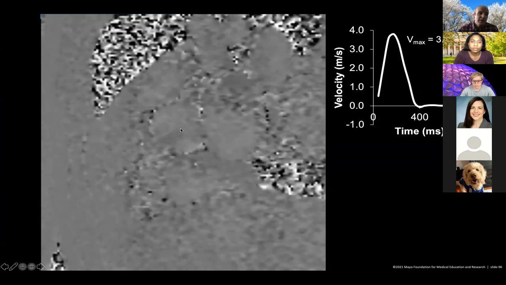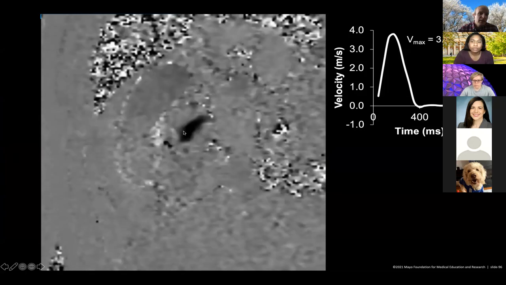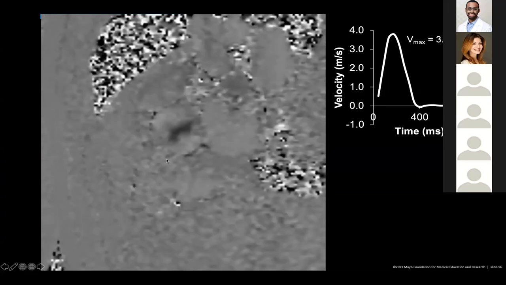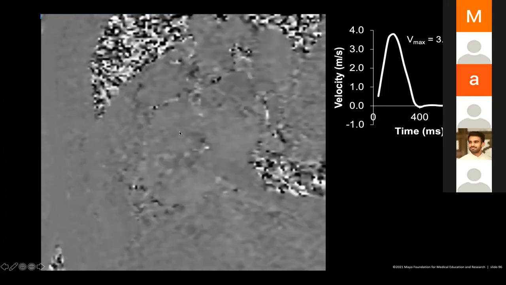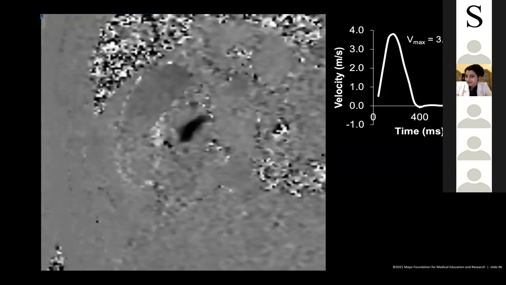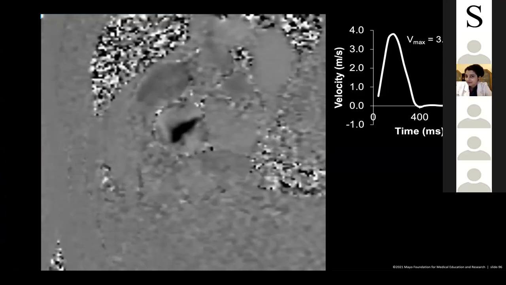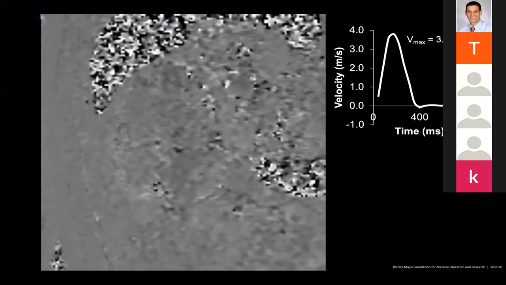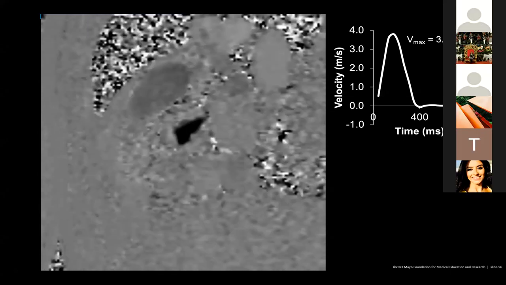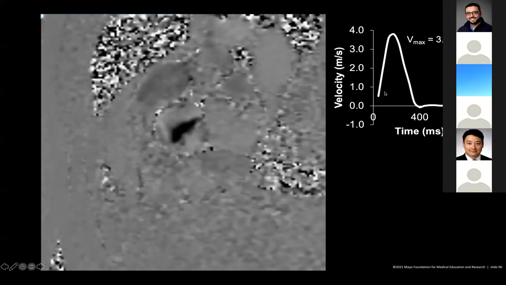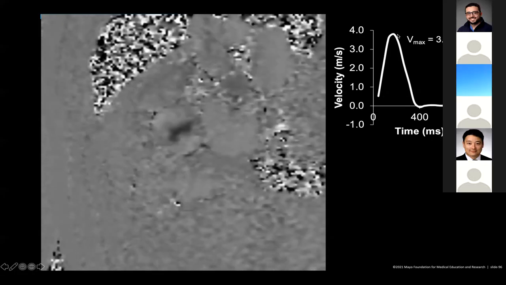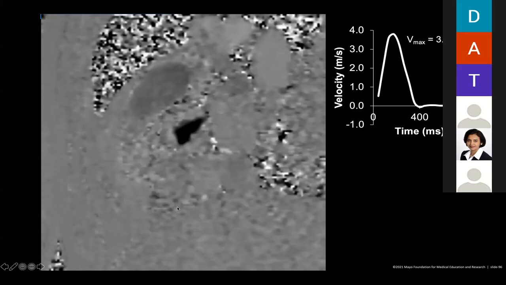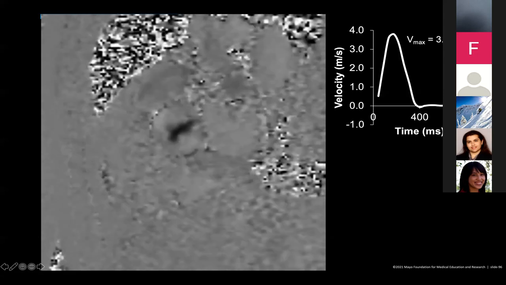And you can see that the only signal that we see through the valve is during systole. It's forward, black. We do not see any backward or white signal during diastole to indicate aortic regurgitation. So this is a patient with a bicuspid aortic valve, aortic stenosis, peak velocity of 3.8 meters per second. No aortic regurgitation.